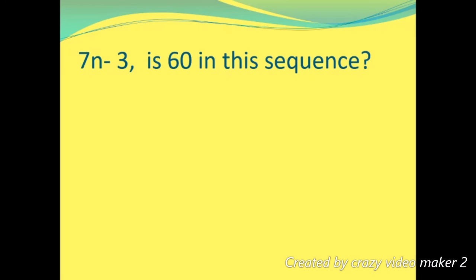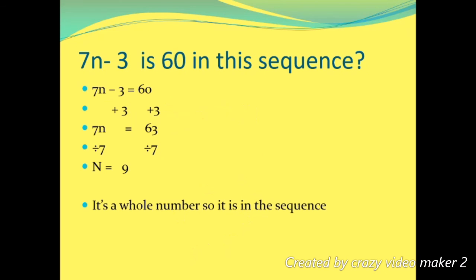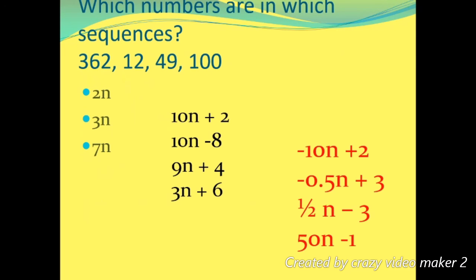Right. Is 60 in the sequence 7n minus 3? So again, I could list out all the possibilities, or I can make an equation. So I could do 7n minus 3 equals 60, and I solve it. So I add 3 to both sides, which makes 7n equals 63. And then I divide both sides by 7. 63 divided by 7 is 9. So it tells me it's the 9th term. So now I can say 60 is in this sequence. Good, perfect.